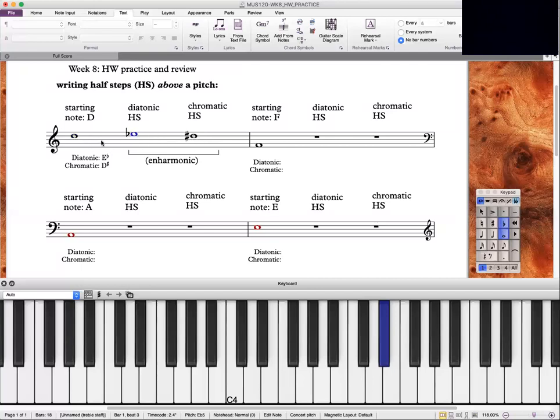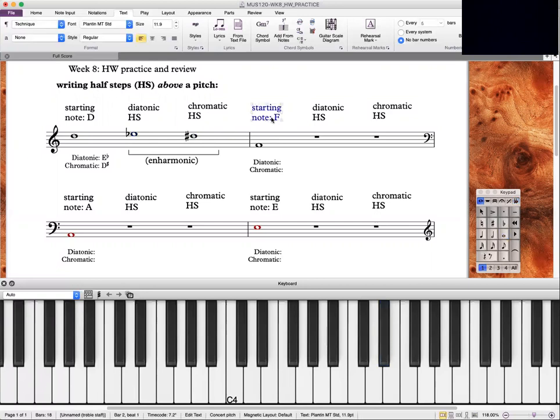So look at the keyboard and notice that the D natural is our starting note. And then if we go up a diatonic half step, we get E flat. If we go up a chromatic half step, we get a D sharp. Those are the same key on the keyboard, right? They're the same sounding pitch. They sound the same to our ears, right? It's just a matter of how we spell them that's different, right?